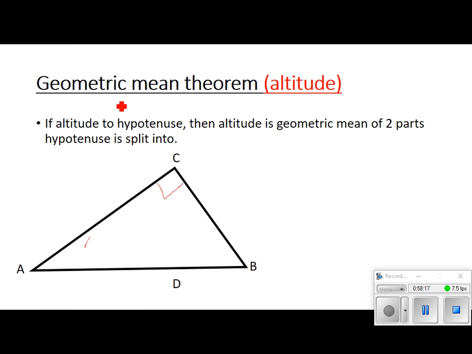Alright, write this down. Geometric mean. Notice, this one says geometric mean. There's two actual theorems that are called the geometric mean theorems. One of them's the altitude theorem. The other one's going to be the leg theorem. We'll talk about it here in a minute.